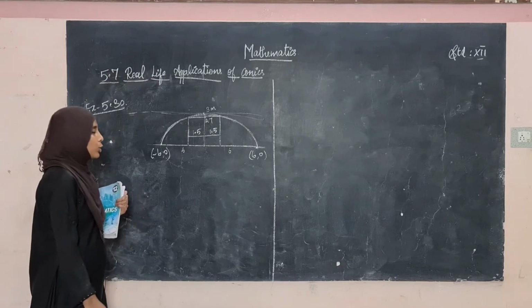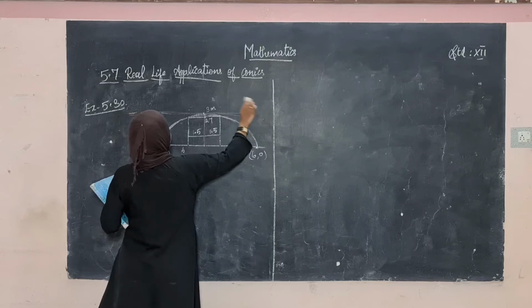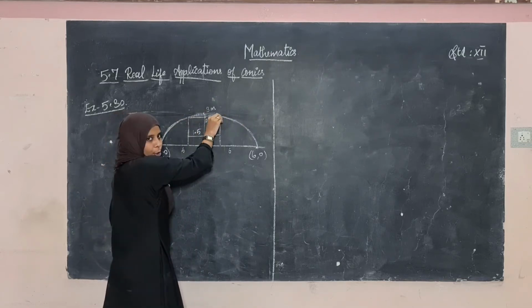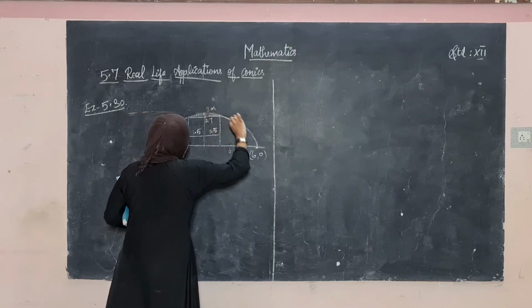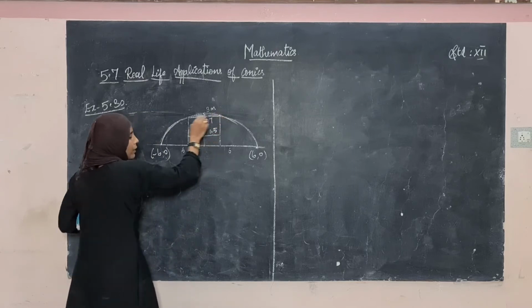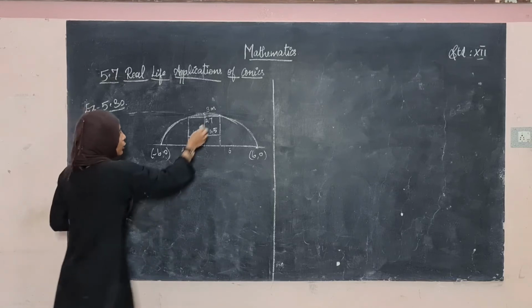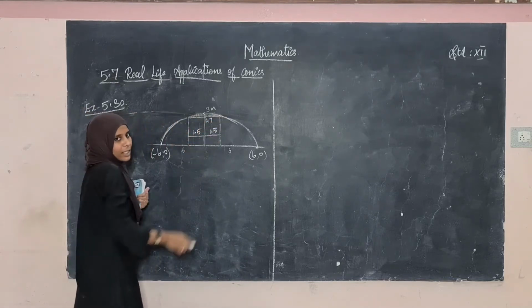Can the truck pass through this archway? That is, we have to find this height. This height we know. So here the truck is 2.7 meter, so here it is 2.7 meter. So in the ellipse, we have to find this point. If this point is below 2.7, we can say that the truck can clear. See, if this is above 2.7, we can say that the truck can clear.